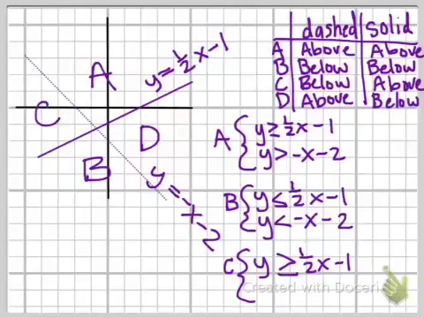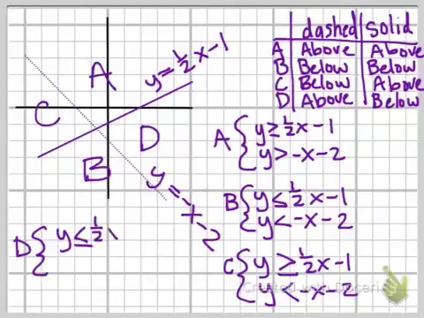Now we look at the equation y equals negative x minus 2, and C is below that, so it's going to be less than. It's not less than or equal to, it's less than. So y is less than negative x minus 2.